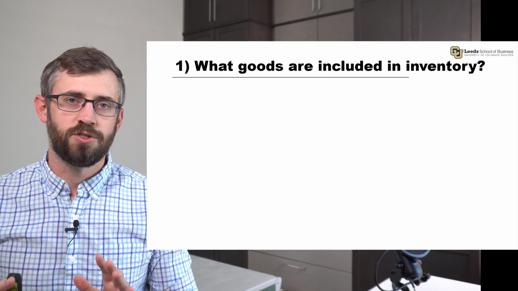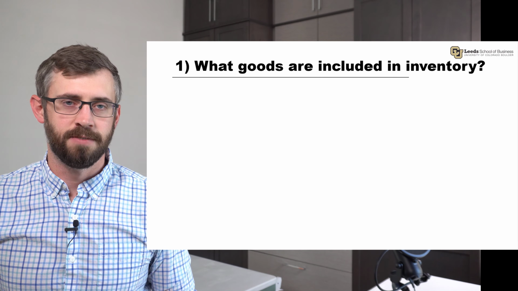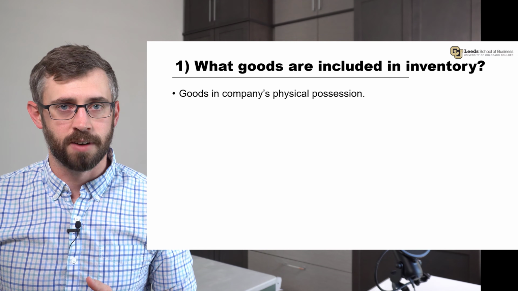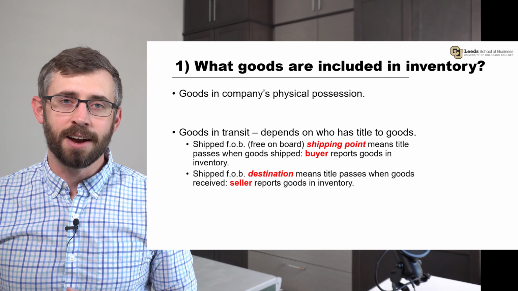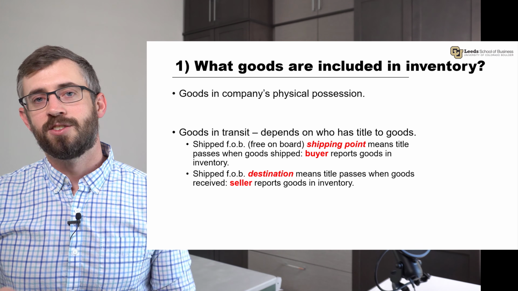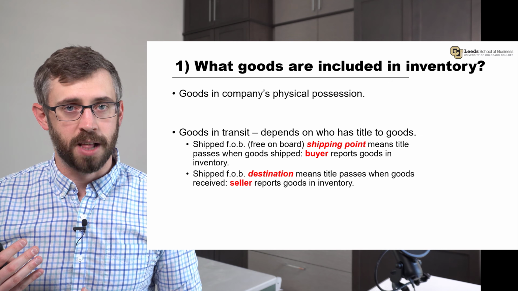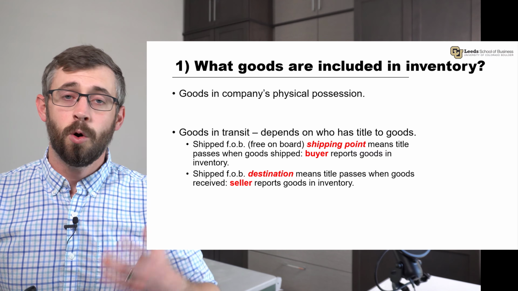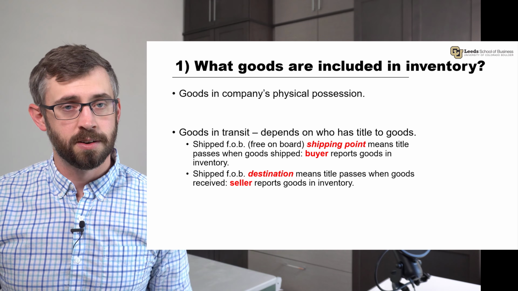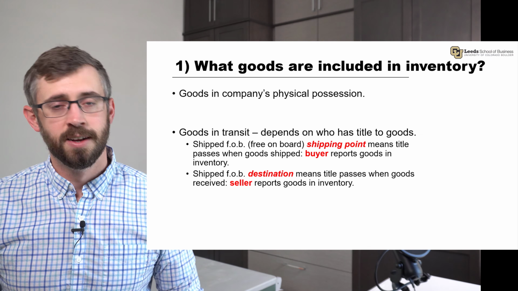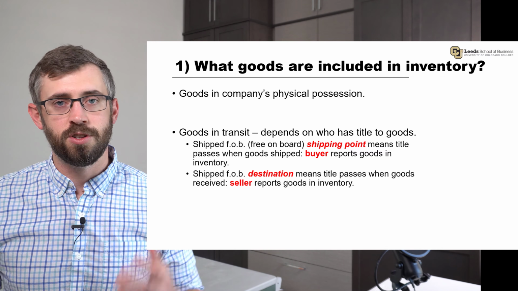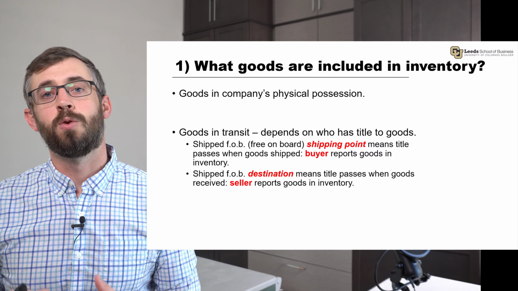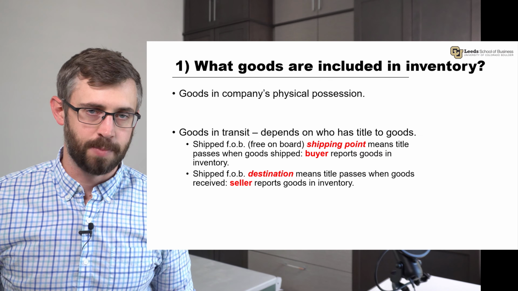So starting with our first question, well, what goods get included in our inventory balance? Most obviously we have the goods that we actually have in our physical possession, right? But there's a little bit of a gray area when we have goods in transit. And so we could have goods coming to us from a supplier that we purchased from somebody, and maybe they're sitting on the ocean or sitting on a truck somewhere. Or we could have goods that we have shipped to a customer that are sitting on the ocean or sitting on a truck. And so we have to figure out which of those goods in transit show up on our balance sheets and which of those goods in transit show up on either our suppliers' or our customers' balance sheets.